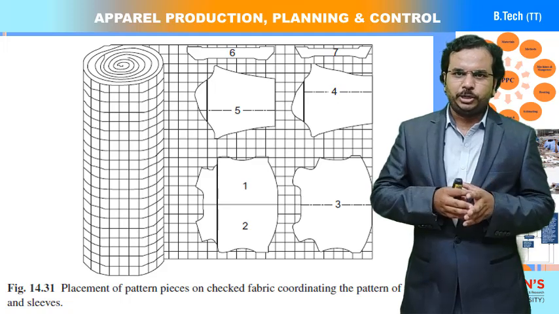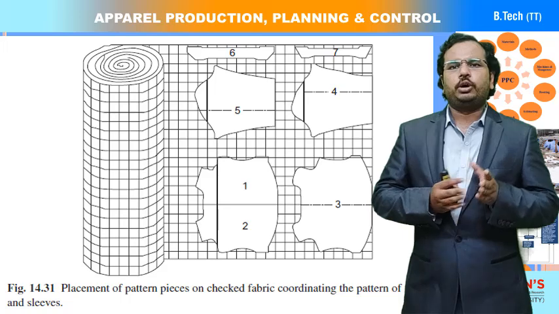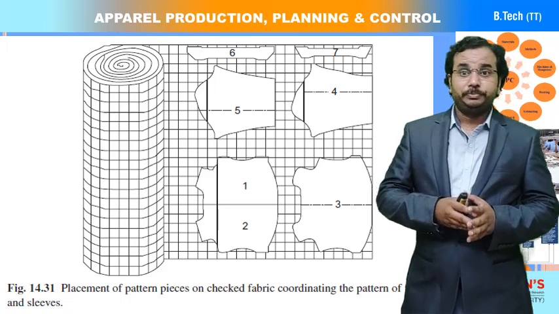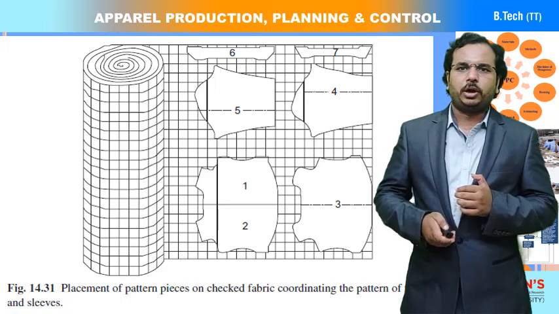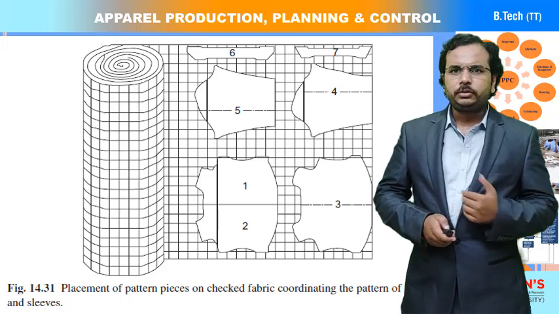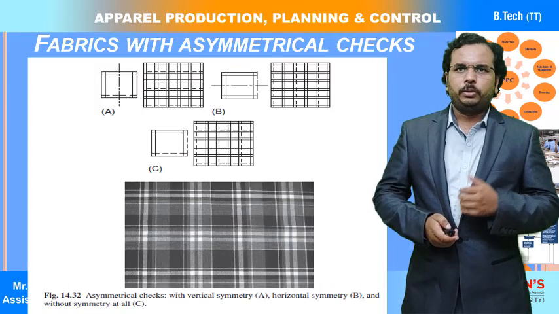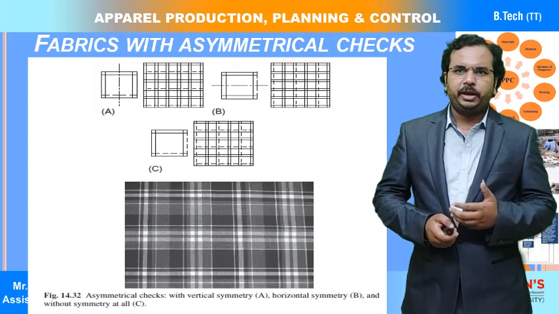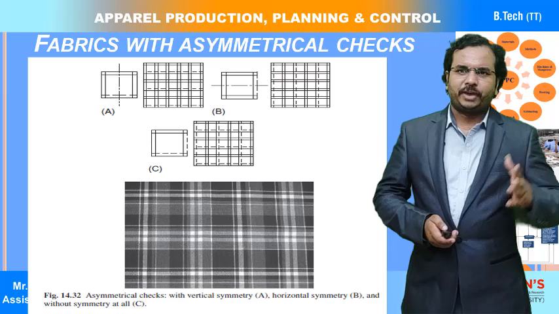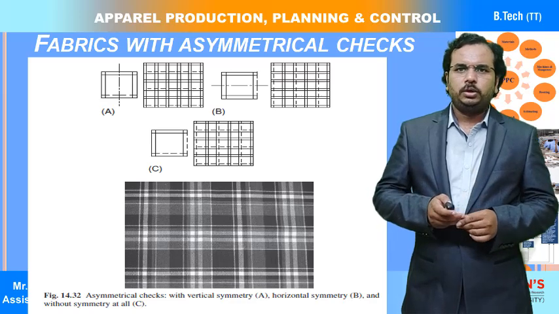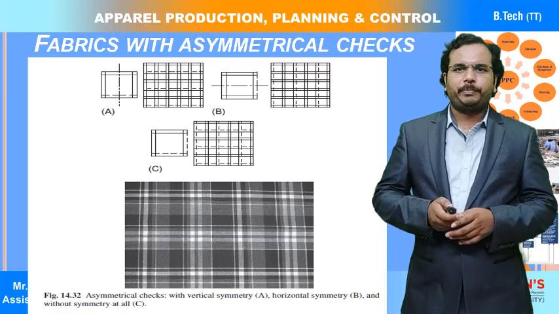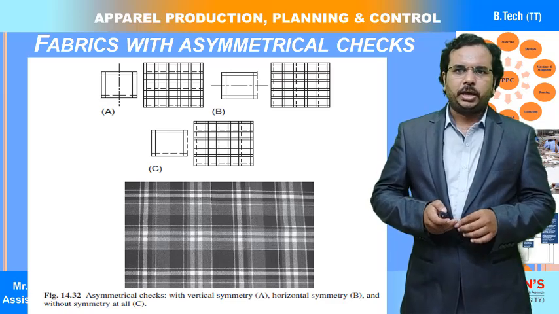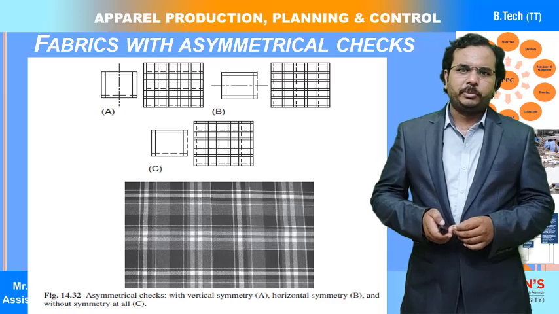I told you that matching points or notches are there. By considering the notches and the matching points, they match the sleeves and the bodies, and then they prepare the marker. So the marker is prepared by considering so many factors, not only one or two. The fabric and the check patterns are some of the factors considered in preparing the marker.